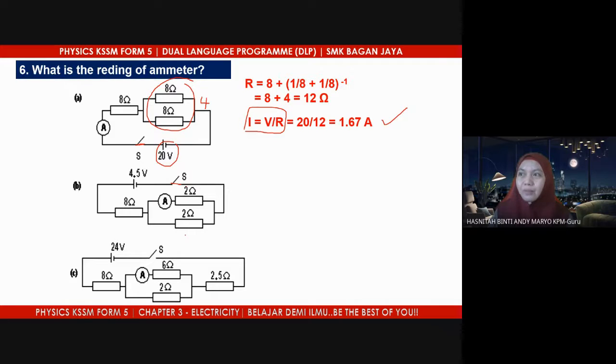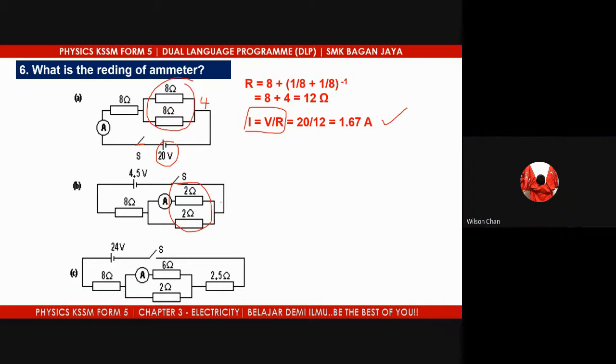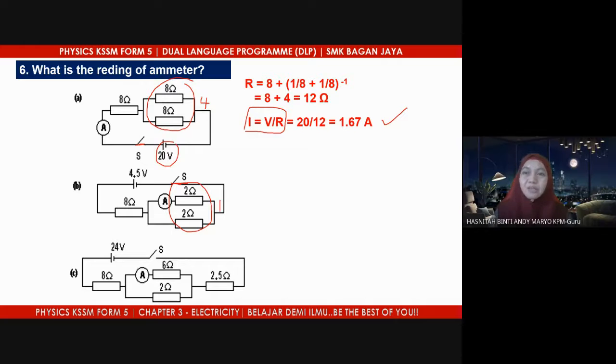2 ohm and 2 ohm, which means here we have how many? 1 ohm. Okay, this one we have 1. So 1 plus 8. So the effective resistance here is 9 ohm. Yes, 9 ohm. So now we can find current, V divide R. So the voltage supply 4.5 divided by the effective resistance 9. So current flow here is 0.5 ampere.